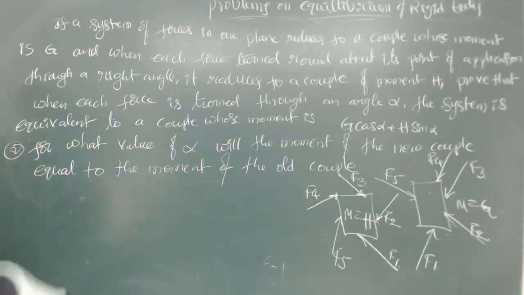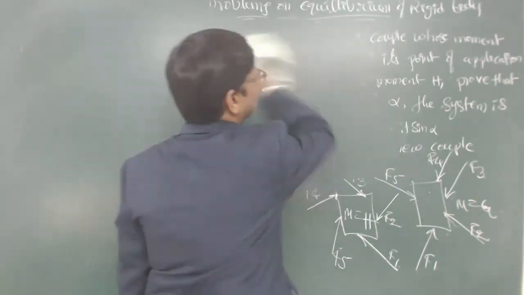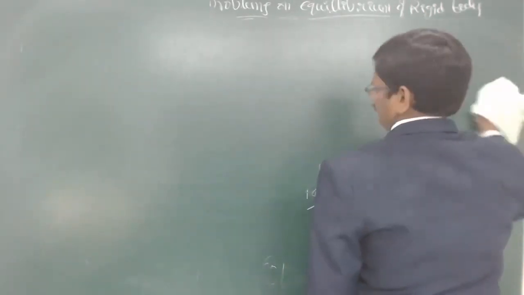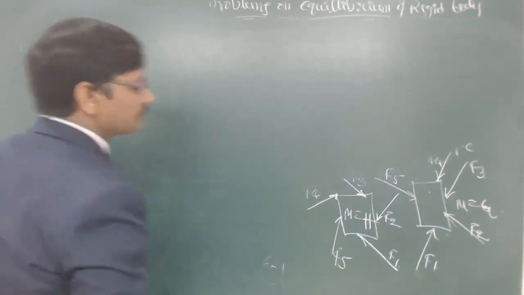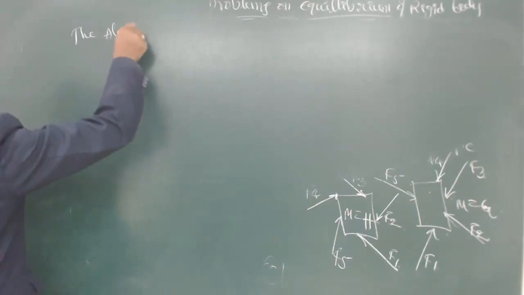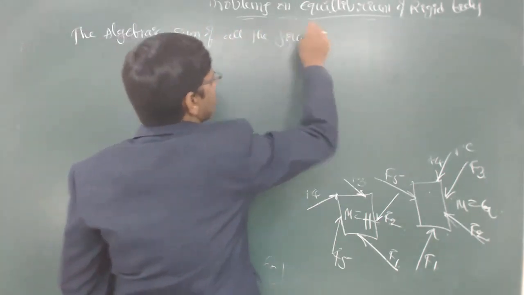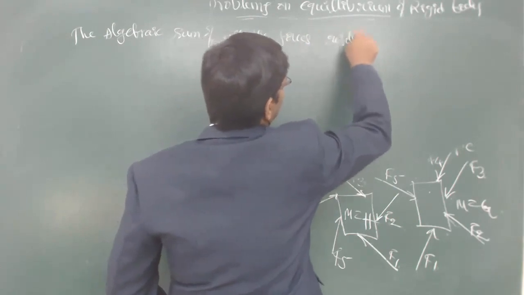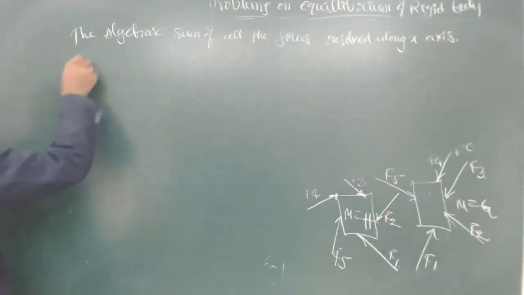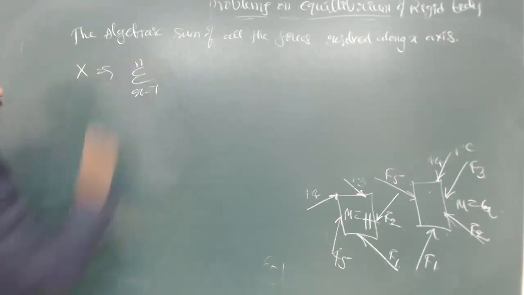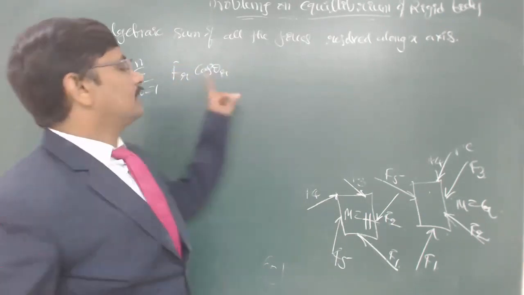Anybody got it? Now let me solve it. Here, when there are n different forces, the resolved components or the algebraic sum of all the forces resolved along the x-axis, capital X, equals sigma r equal to 1 to n, Fr cos theta r, where theta r is the angle.